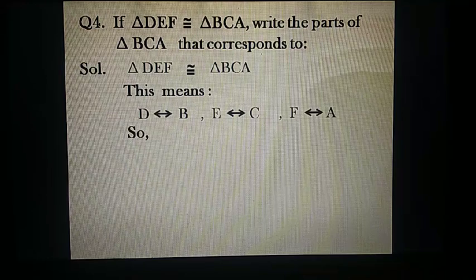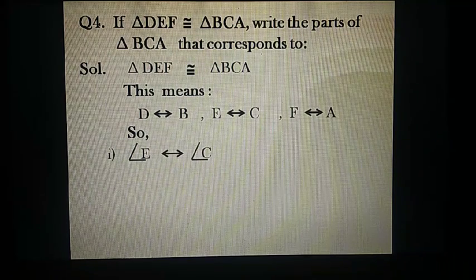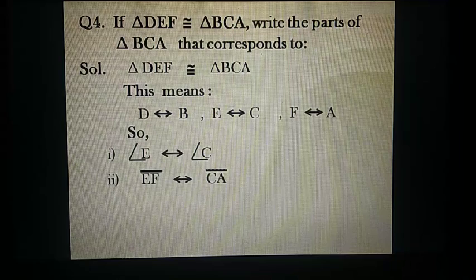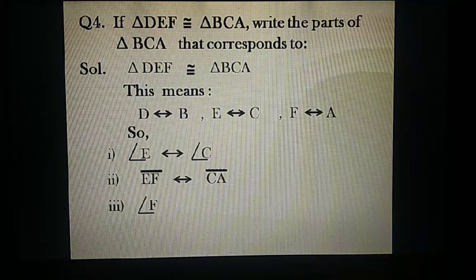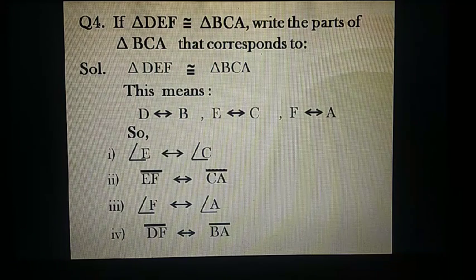Now, angle E, as per the corresponding vertices, will correspond to angle C. EF, for E it's C, for F it's A, so we will get CA. Angle F, we will have angle A. DF, we will have BA. I hope the corresponding parts are very clear to you all.